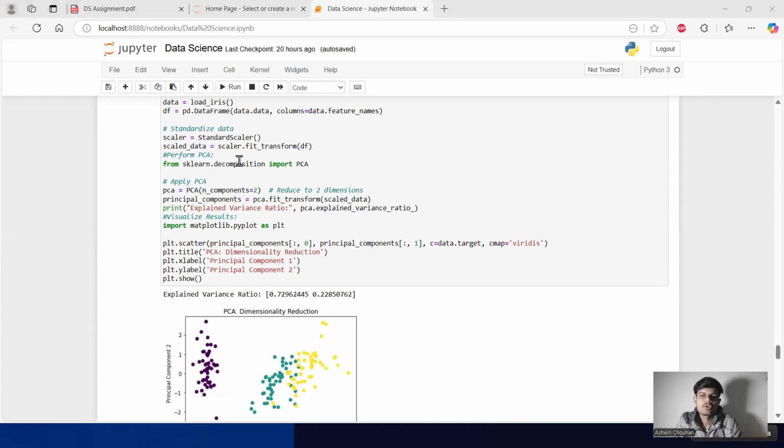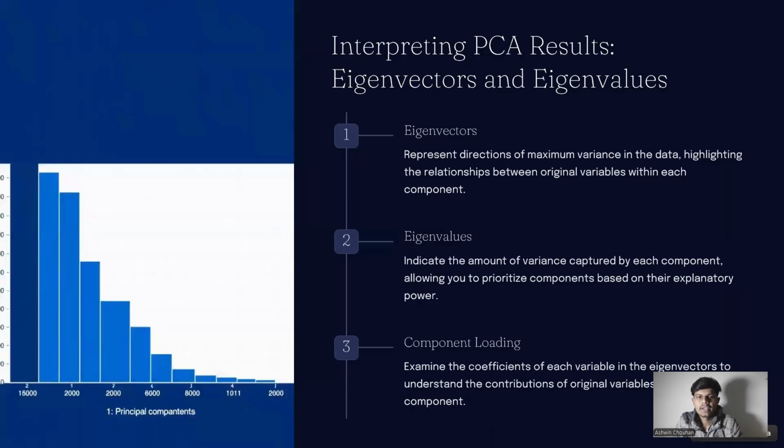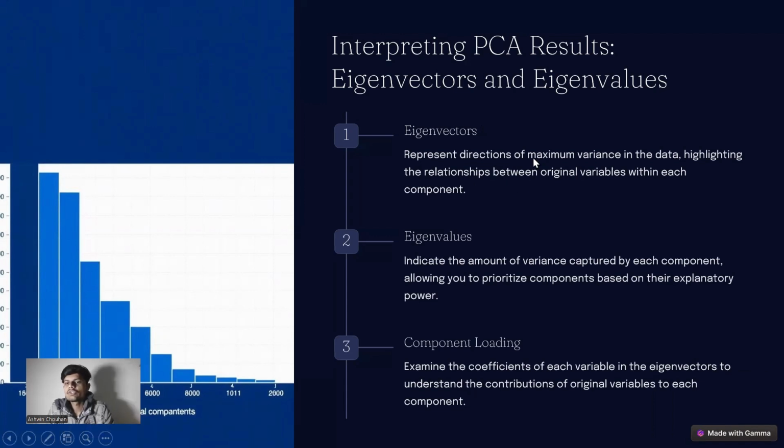Now let's move to our topic called interpreting PCA results, in which eigenvectors and eigenvalues. Eigenvectors represent the direction of maximum variance in data, highlighting the relationship between original variables and each component. Eigenvalues indicate the amount of variance captured by each component, allowing you to prioritize components based on their explanatory power.